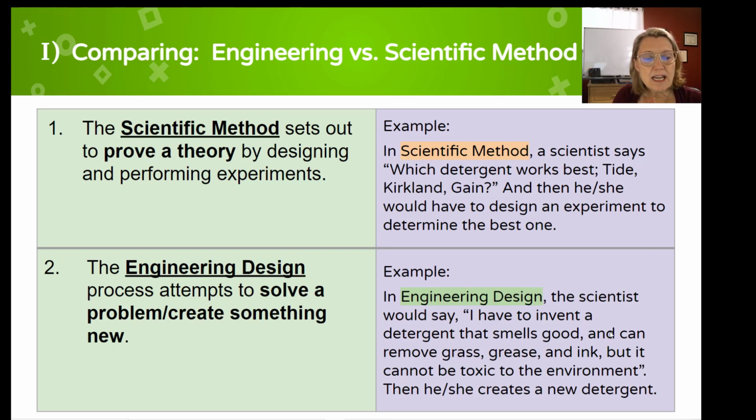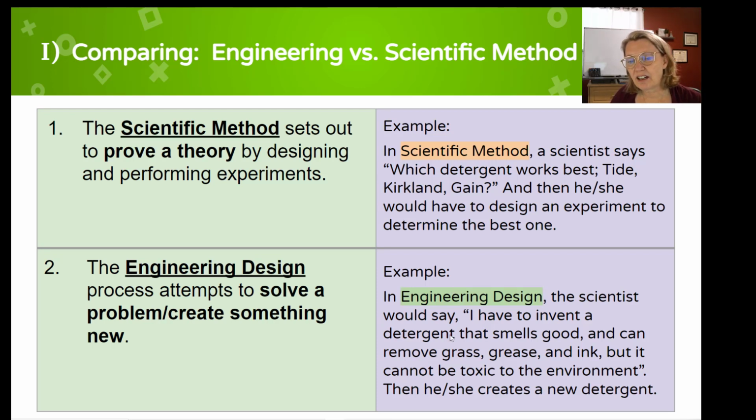Next, we have the engineering design. The engineering design process attempts to solve a problem by creating something new. Depending on what kind of an engineer you are, you might be building something according to specs, and we'll talk about that later. So an example in an engineering design, the engineer would say, I have to invent a detergent. So in the first one, up here at the top, they're saying which is better, something that's already made, and they're comparing those.